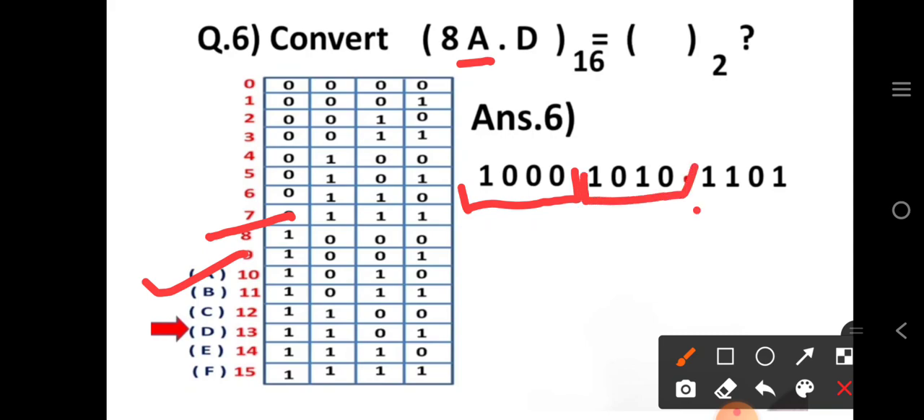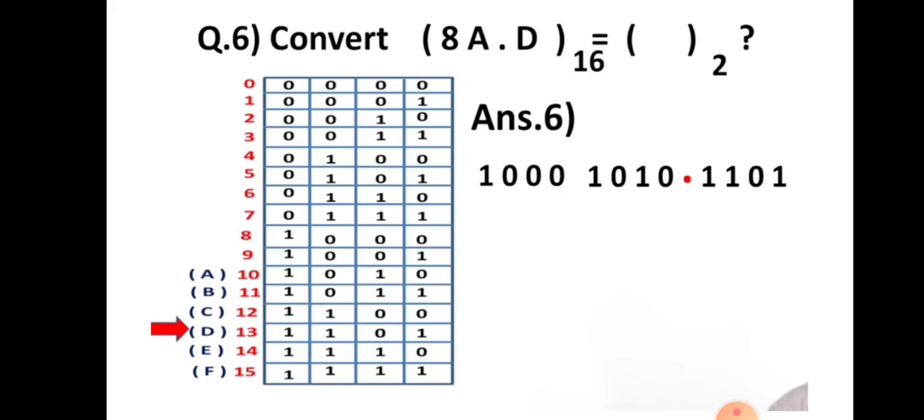Then we have put a decimal point. And then the last hexadecimal digit, that is D. D means 13. The code for 13 is 1101. We will write it here, 1101. So we have converted 8A.D into a binary number, which is 10001010.1101. Okay, so we have converted hexadecimal into binary.